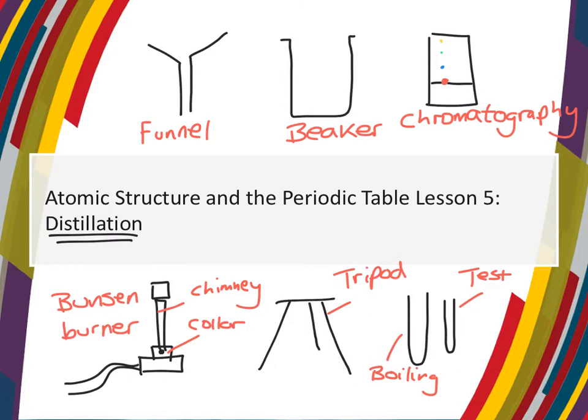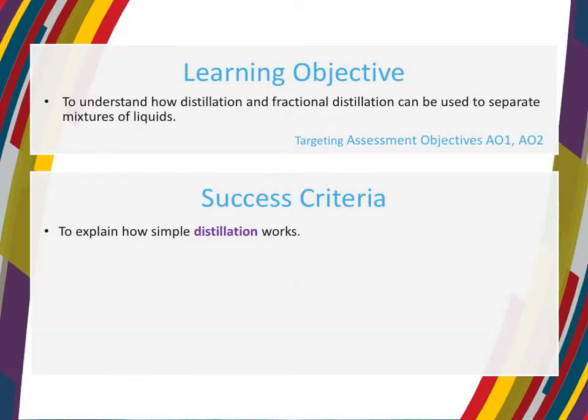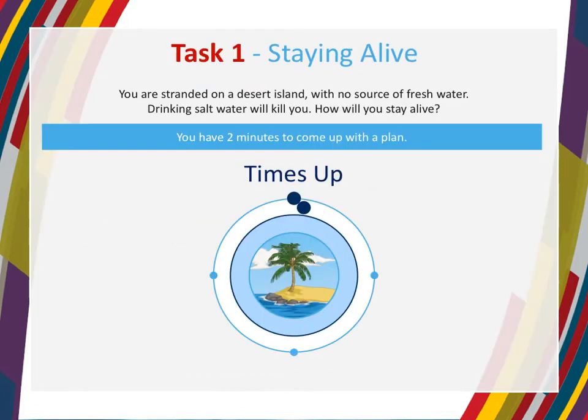So looking at all things distillation today, lots more equipment to mention, and we're going to recap over a few processes as well. So, learning objectives: to understand how distillation and fractional distillation, that links to the organic chemistry topic later on in GCSE, can be used to separate mixtures of liquids, and we're going to explain how simple distillation works. If you want more detail on fractional distillation, you need to go and find that elsewhere, but it's just to mention that distillation links in with that.